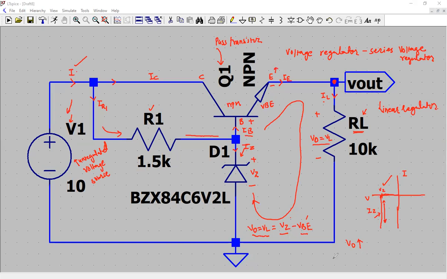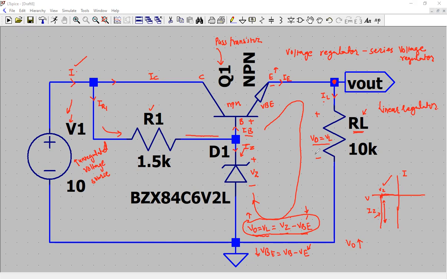So your VBE is equal to Vb minus Ve. VO goes up, so Ve goes up. Ve goes up, it means VBE comes down. So you see, in this equation, if VO goes up, VBE is coming down proportionally so that VO can be brought to its original value.